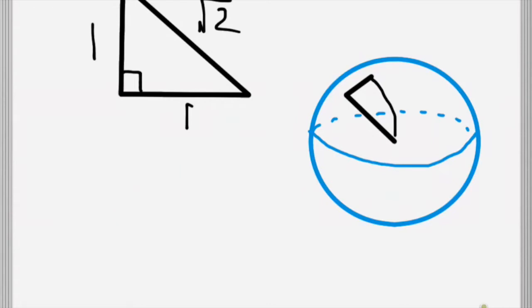Okay, that works. But what if you had a triangle in a sphere like this, and you had A, B, and C? These angles could not be the same. What if they're not the same? Right? So let's just break it down a little bit.